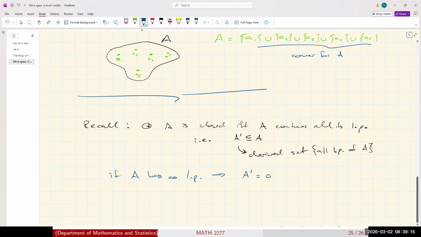So the question was, if A has no limit points, what is the derived set? Well, then the derived set is just the empty set. But remember, the empty set is always a subset of every single set, which means that the derived set is a subset of A, which means A is closed. So if a set has no limit points, it is closed.